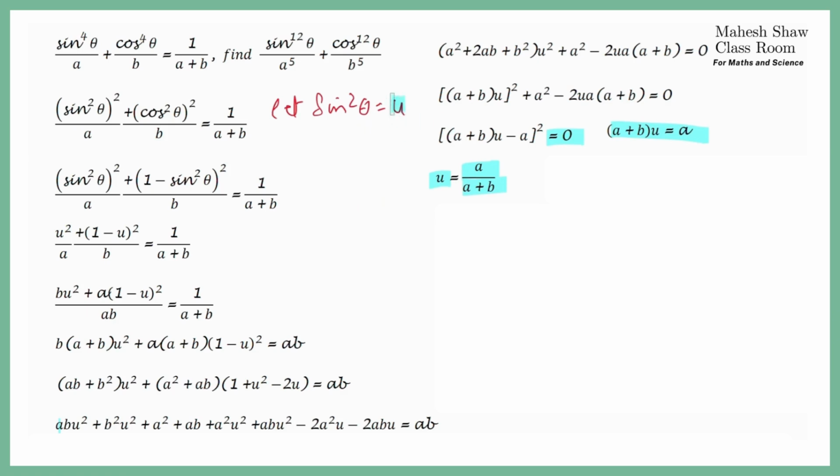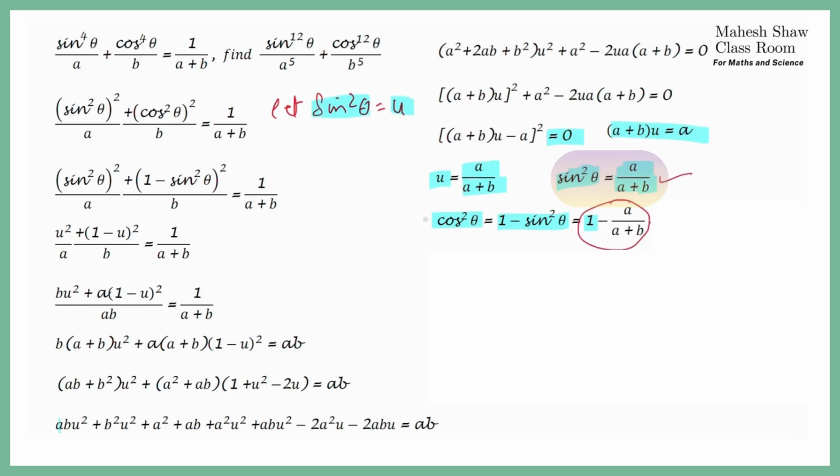And since u we have taken as sin square theta, now resubstituting u as sin square theta, we get the value of sin square as a over a plus b. Now we have to get cos square theta, and we can write cos square theta as what? 1 minus sin square theta. So we have 1, and replacing this with sin square theta, this is 1 minus a upon a plus b, and taking LCM as a plus b and simplifying, we get cos square theta as b over a plus b.